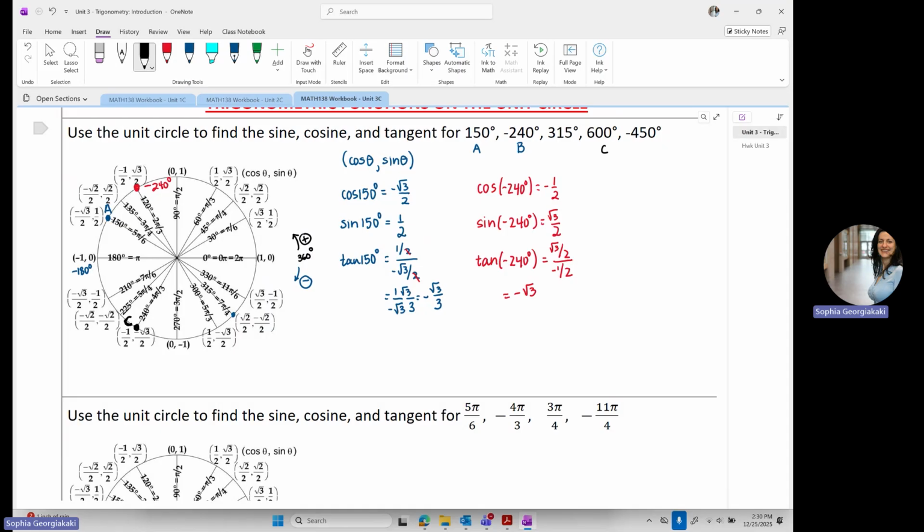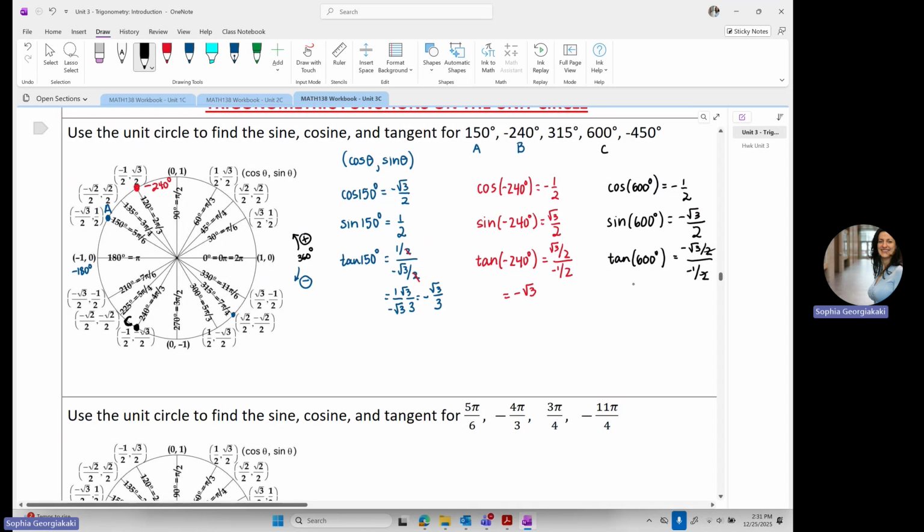That's the coterminal angle. So the cosine of 600 degrees will be the first coordinate, which is -1/2. The sine of 600 degrees will be the second coordinate at 240, which is -√3/2. And the tangent at 600 degrees will be y, -√3/2, divided by x, -1/2. The 2's will go, and it will be -√3 divided by -1, which is √3.